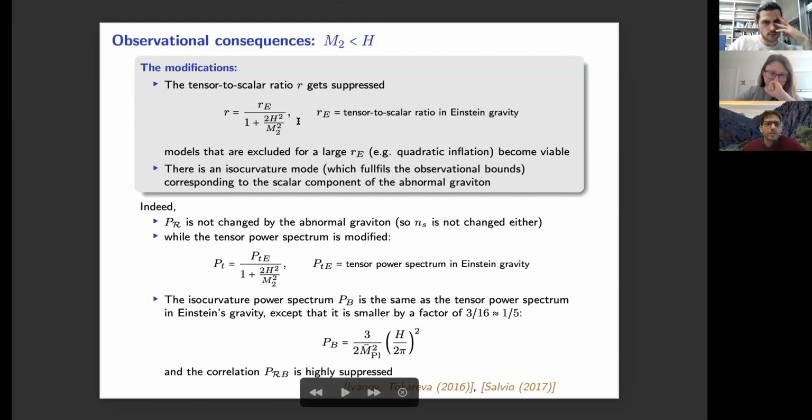And this is interesting because models that are excluded for a large r_E, like quadratic inflation, become viable in this case. Another interesting aspect is that there is an isocurvature mode which fulfills the observational bounds, at least for the inflationary models that I mentioned before and others. And this corresponds to the scalar component of the massive graviton.